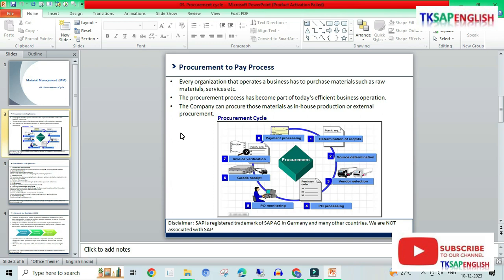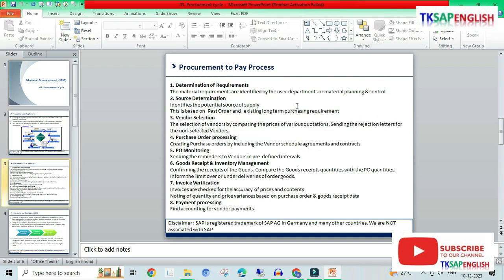Under the procurement cycle, we have 8 steps. The first one starts with determination of requirements, second one source determination, third one vendor selection, fourth one PO processing. PO is nothing but purchase order. Fifth one purchase order monitoring, sixth one goods receipt, seventh one invoice verification, eighth one payment processing. So we can see each and every process in detail.